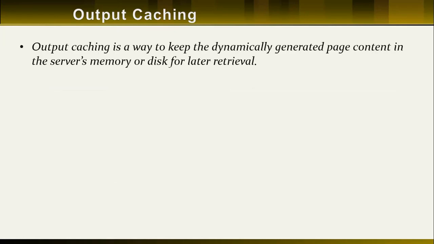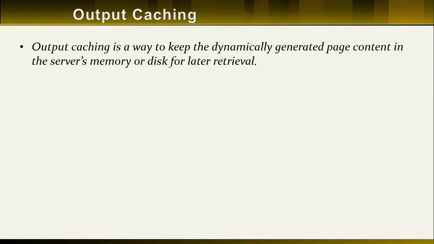Now let me just quickly give you what is output caching, what is fragment caching, what is data caching. Output caching is whatever comes as an output from a particular page: take that entire thing and cache and store it. That's output caching. It's a way of keeping dynamically generated page content in the server's memory or disk for later retrieval. Okay, that's it for output caching.